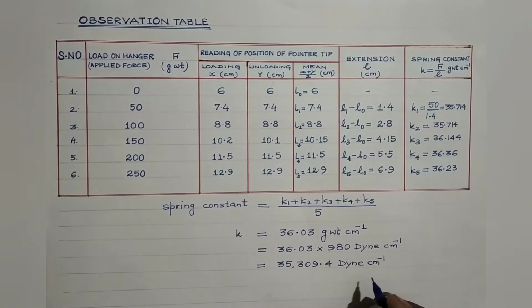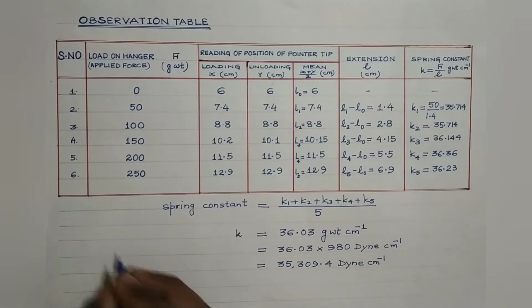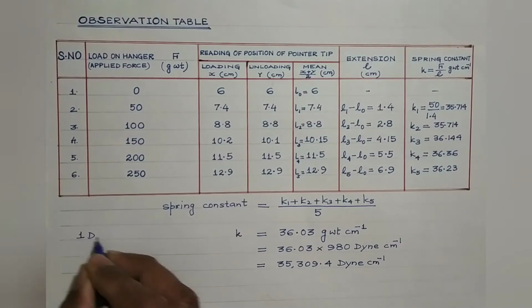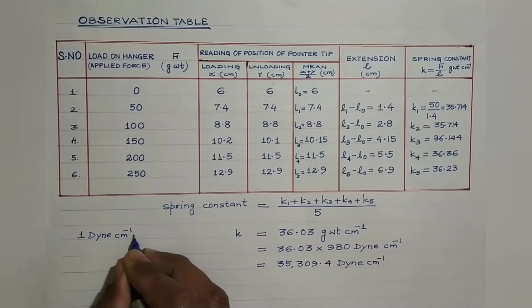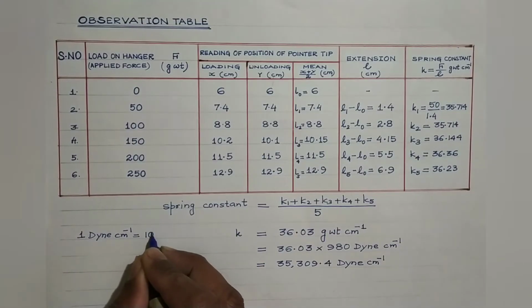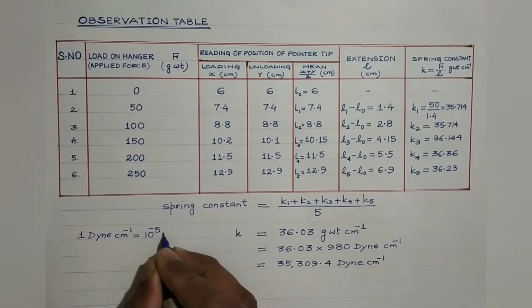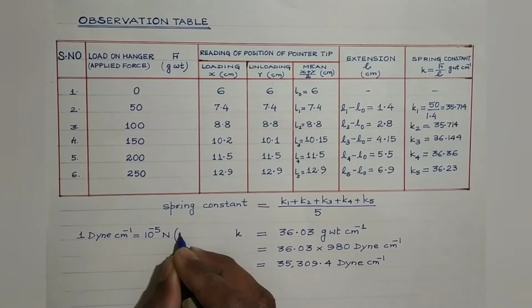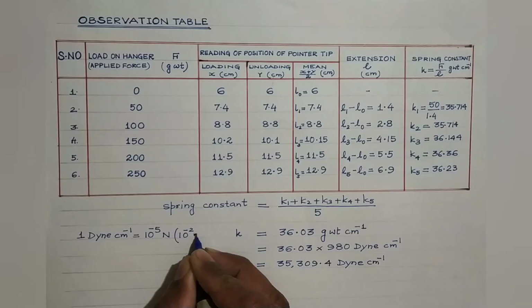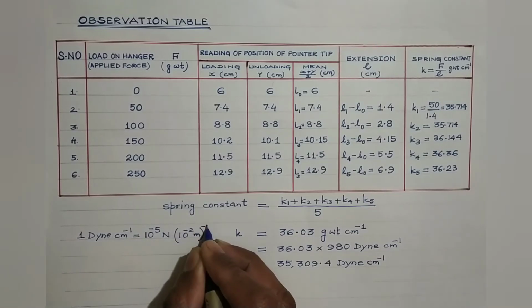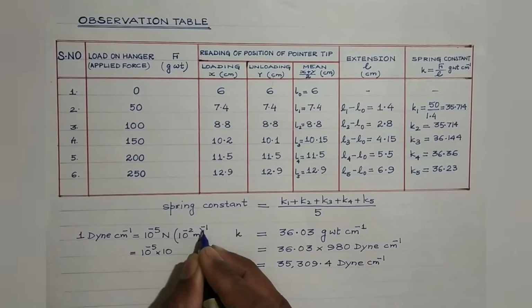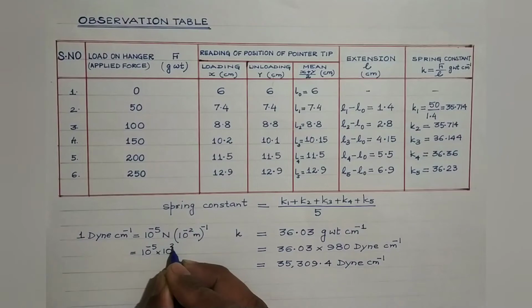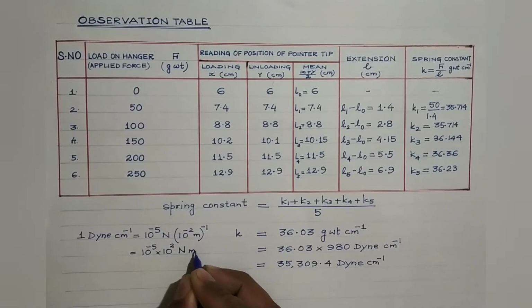Now students, let's convert it in SI also. Now you are aware 1 dyne per centimeter: 1 dyne is 10 raised to the power minus 5 Newton, and 1 centimeter is 10 raised to the power minus 2 meter to the power minus 1. So it comes out to be 10 raised to the power minus 5 multiplied by 10 raised to the power minus 2 to the power minus 1. So it will be 10 raised to the power plus 2 Newton per meter.